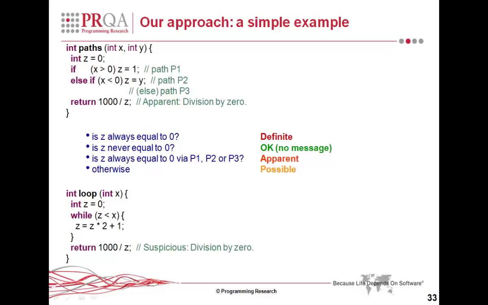In the middle, you can see the kind of questions that the data flow asks to the underlying SAT and SMT solvers. And based on those questions, it then decides which messages, if any, to generate. And the bottom example is about the loop function. If, for instance, you call this function with a negative value for x, then z remains 0, and you've got again a division by 0, but that's not as clearly apparent as the earlier one, so you will have a suspicious message in this case.